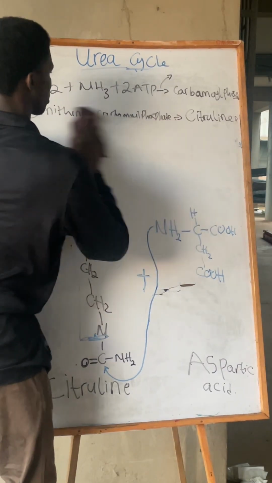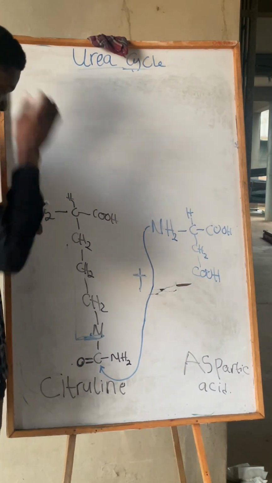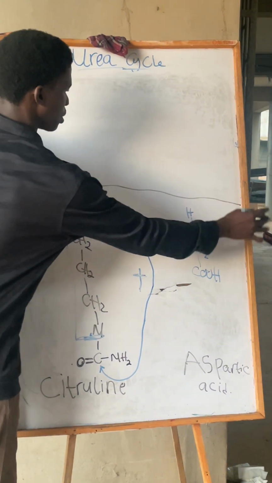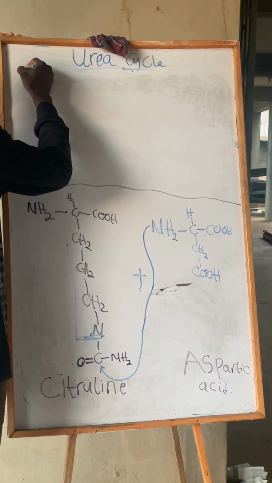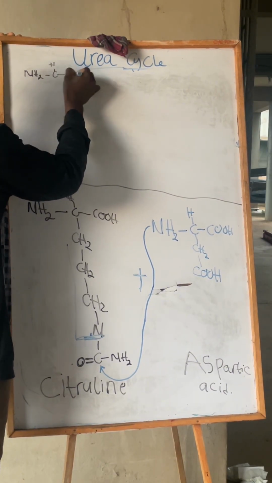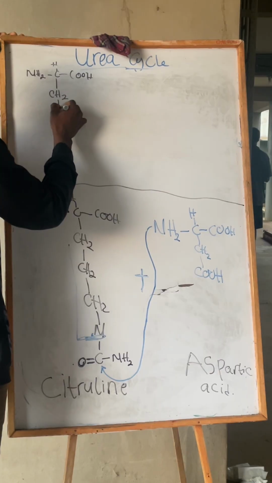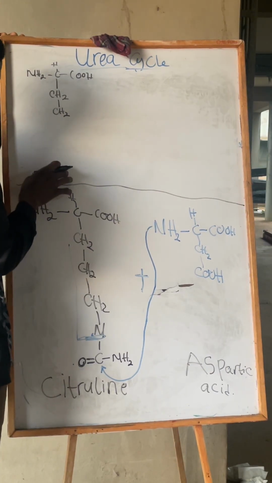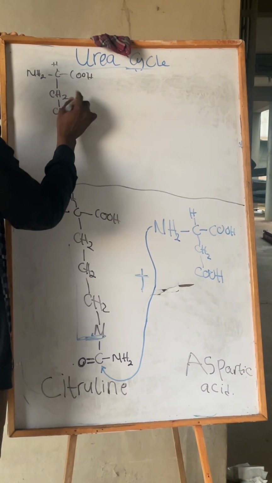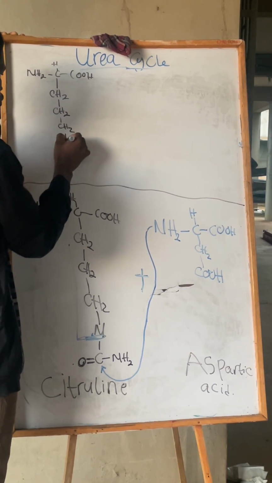So I'm coming. So now what is happening? Our citrulline: NH2, carbon, hydrogen, COOH, CH2, CH2. I want to draw the structure of citrulline. If I want to get the structure of citrulline, I will draw ornithine. So ornithine is what? Alanine and chain. Alanine, then chain. My chain is CH2 CH2 N.